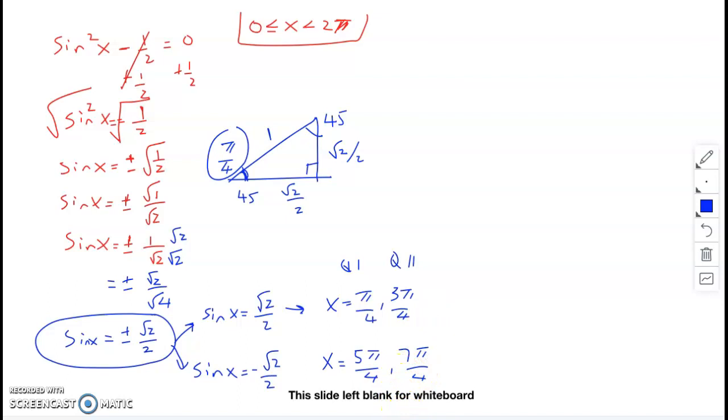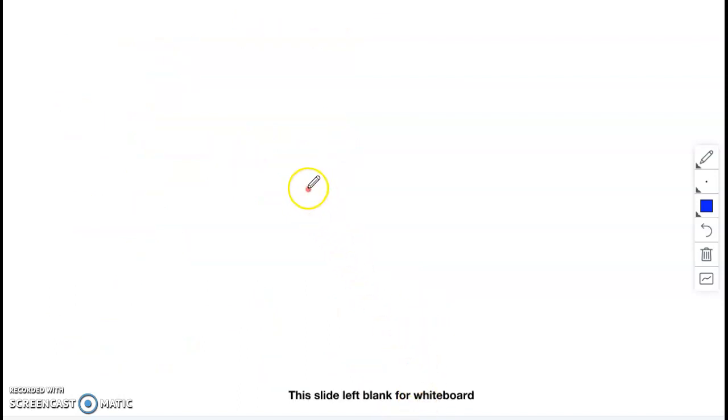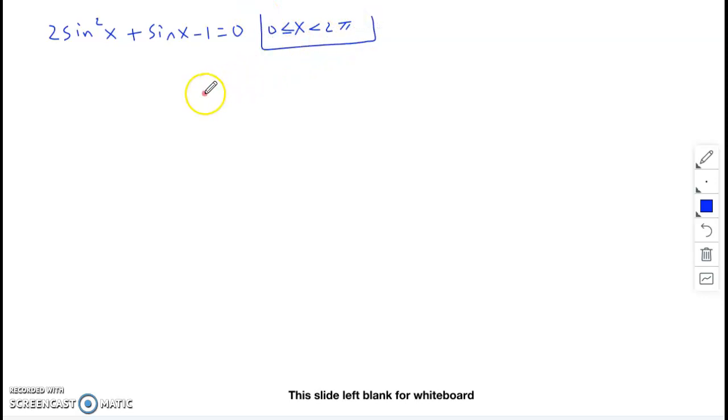Okay, let's work on one more. Let's work a little bit more, something more complicated. So we have 2 sine squared of x plus sine of x minus 1 equals 0. So here we have a trinomial, where it is a trigonometric equation. Again, I have to find the values of x. My x is my angle, and it's going to be between 0 and 2 pi. All right, a full cycle.